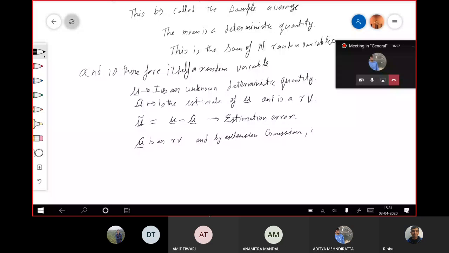So the expected value of mu hat equals 1 upon n summation k equal to 1 to n expected value of xk, equals 1 upon n sum k goes from 1 to n of mu, equals mu.